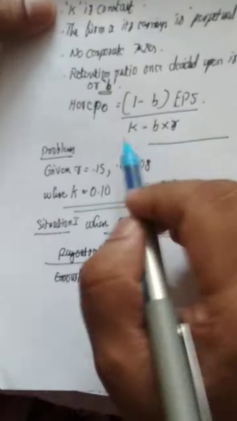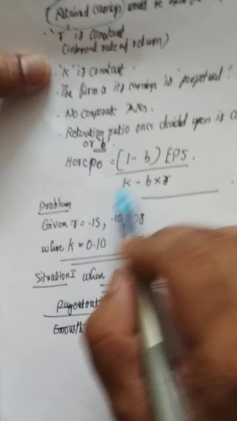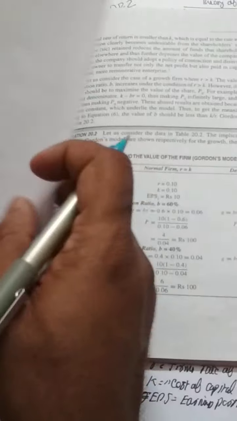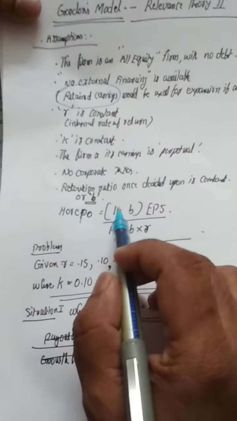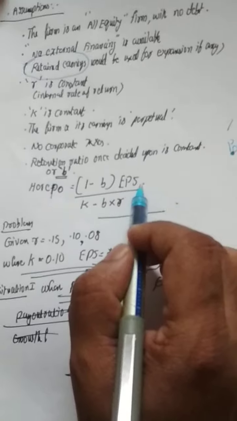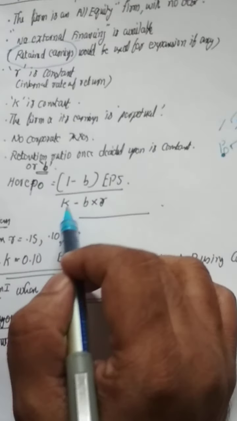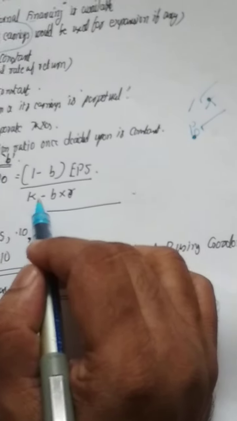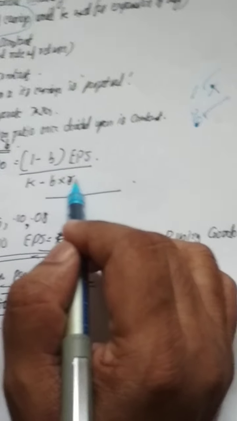So we have to find out here the present market value of share using the equation (1 minus b) into EPS divided by k minus b into r. This you could see in I.M. Pandey's textbook, page number 751 to 753. Once more I will repeat, P0 is equal to (1 minus b) into EPS divided by k minus br, or b into r.